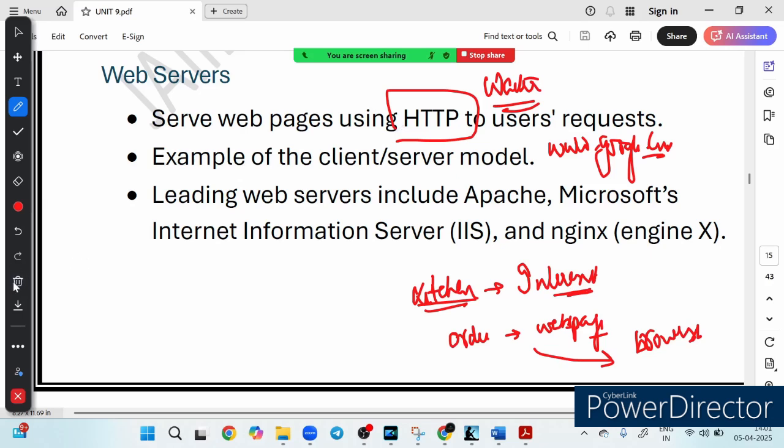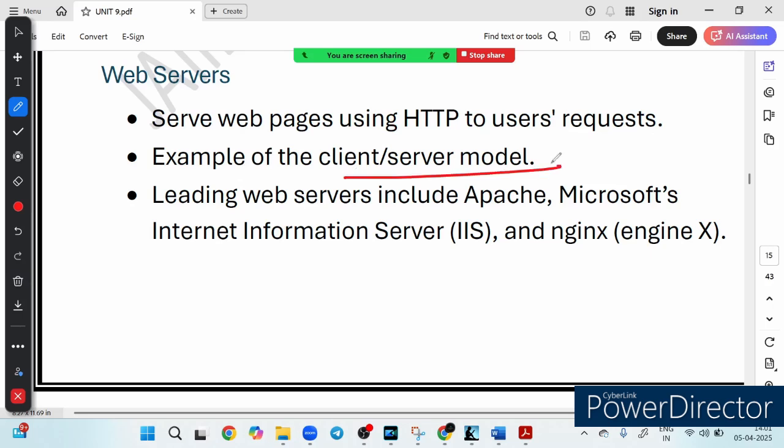This is how the client-server model works. What is the meaning of client? You, as the customer, are the client, and the web server is the server. You request, it responds. Quite simple.